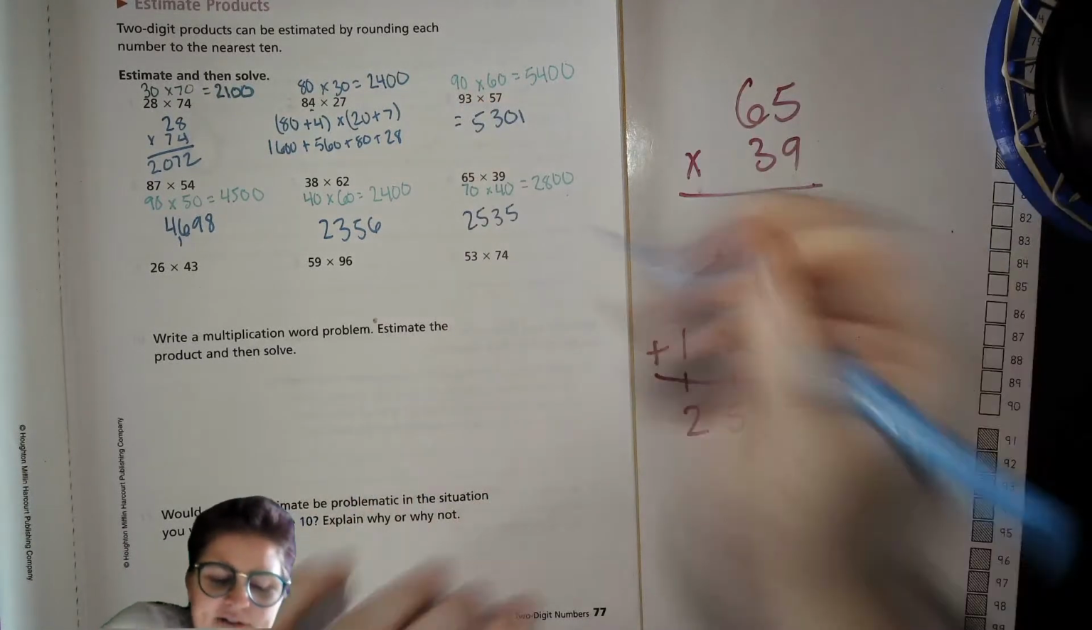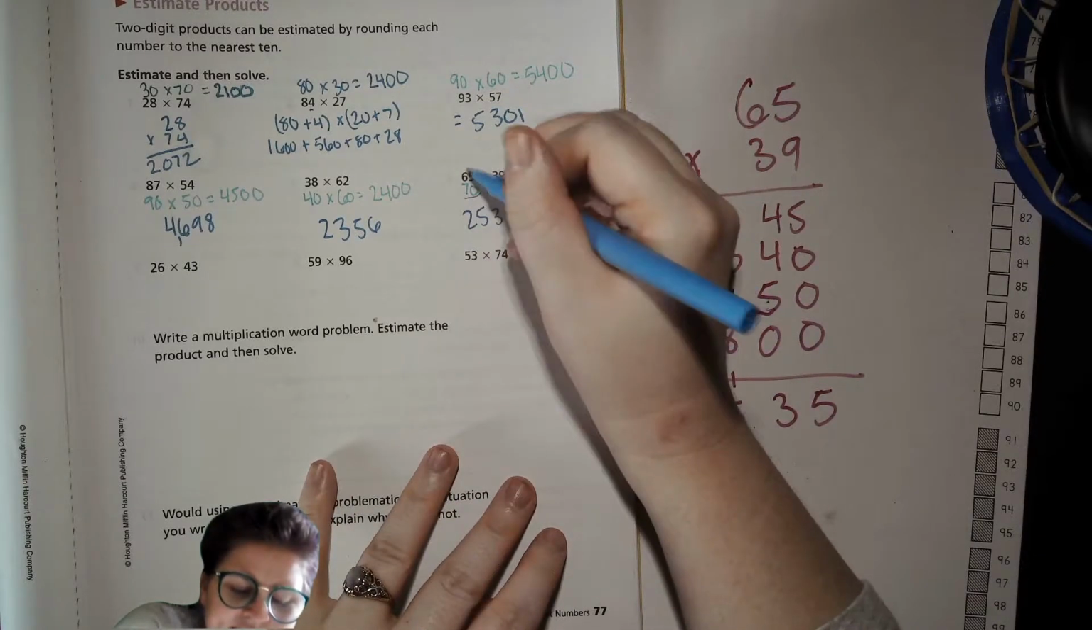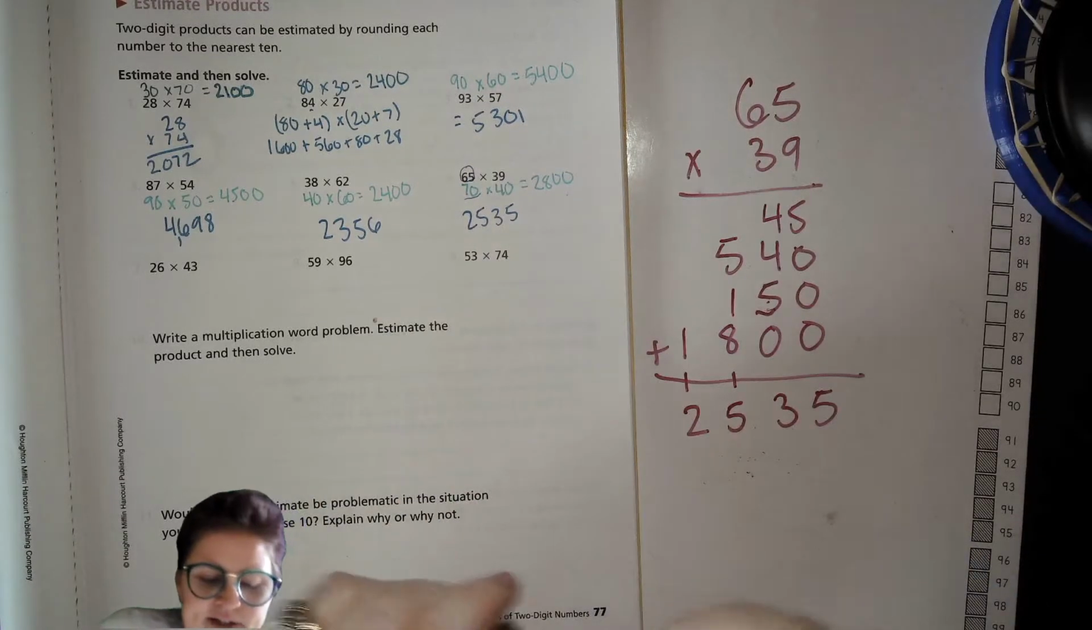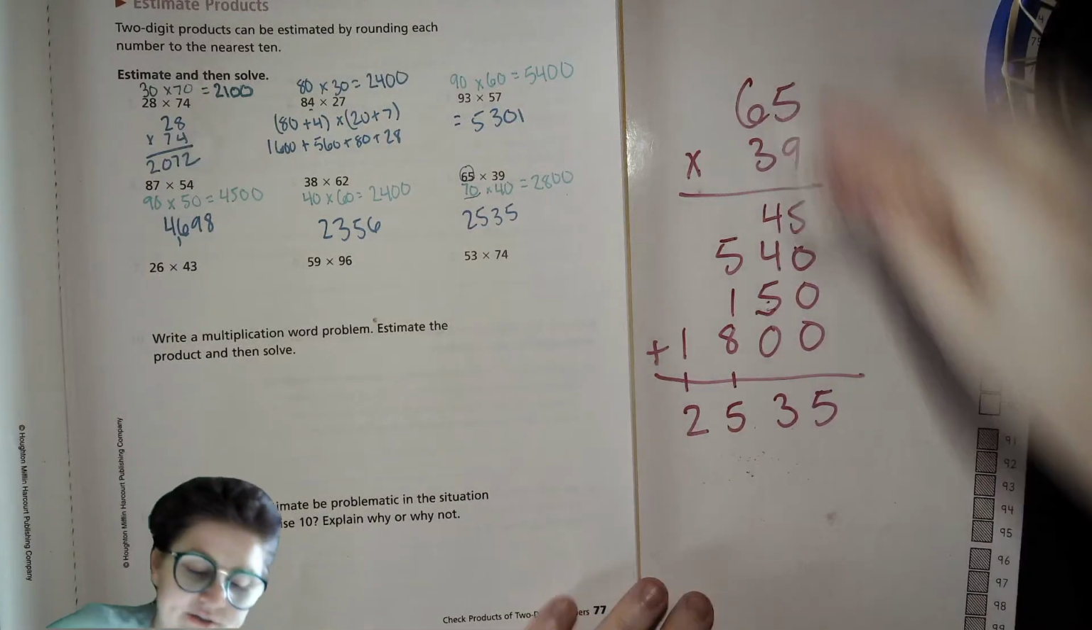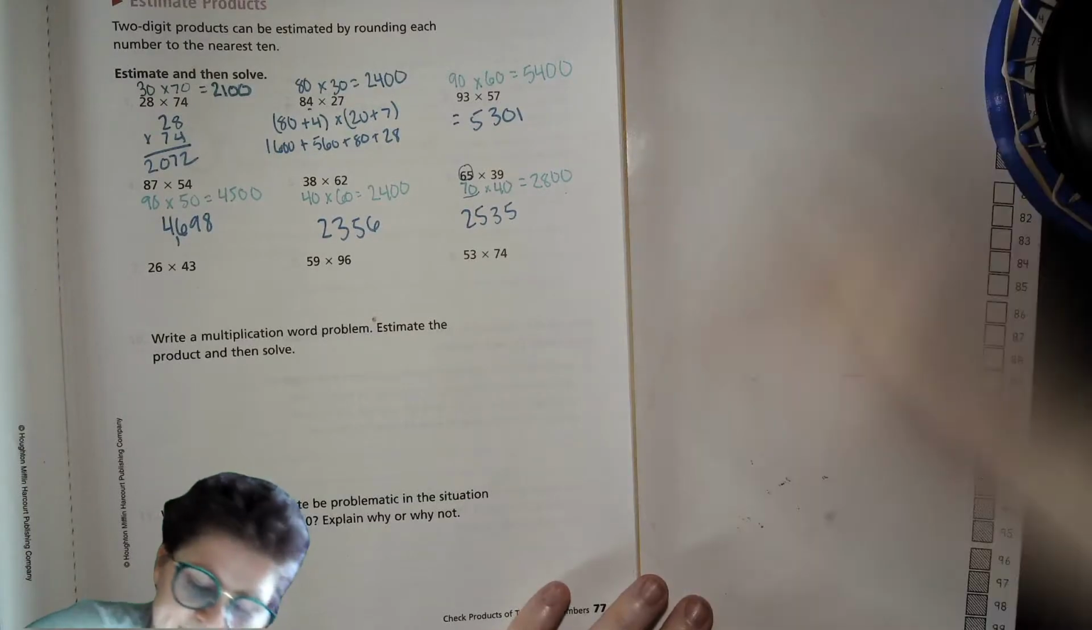I think it's kind of farther off because 70, this 65 is the lowest thing that could have rounded us up to 70. So that's kind of explaining that larger difference there. All right.